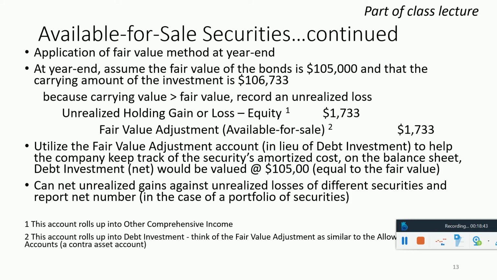Okay, so now what happens? Those are the entries that we booked throughout the year. How do we apply the fair value measurement at year end? So at year end, we're going to assume that the fair value of the bonds is $105 and that the carrying amount of the investment is $106,733.